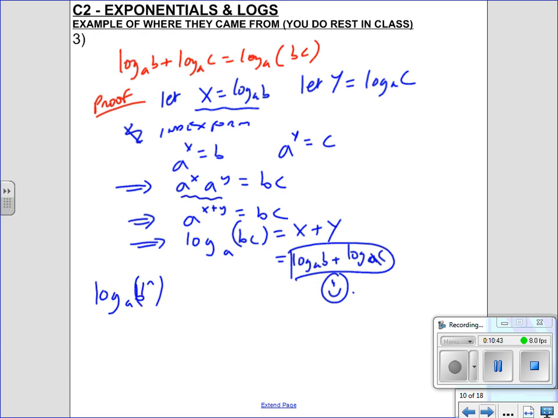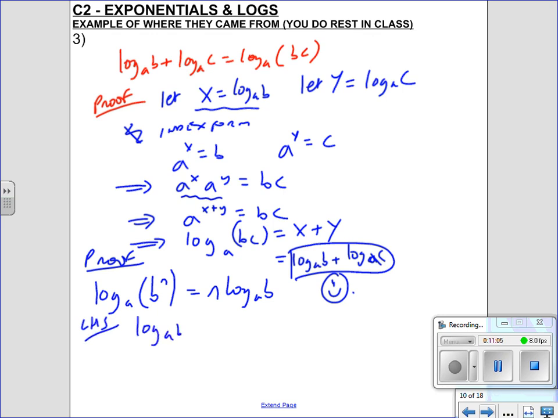And this will show you how proofs can just kind of domino effect each other. So let's prove this one. We'll prove that this is the same as n log a b. Well, if we start on the left-hand side, LHS, log a b to the n is the same as log a, and remember what b to the n is. That's b times b times b times b times b, right?